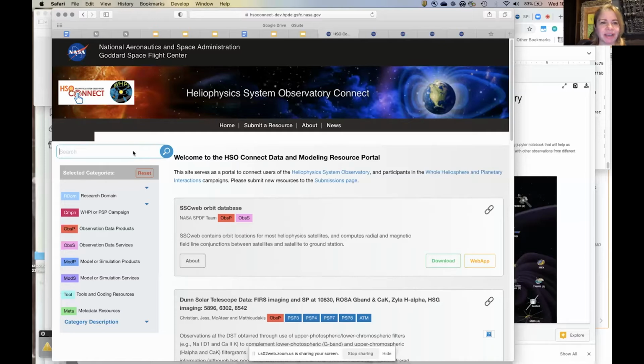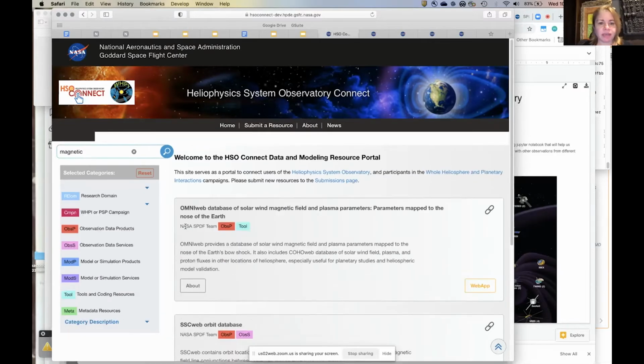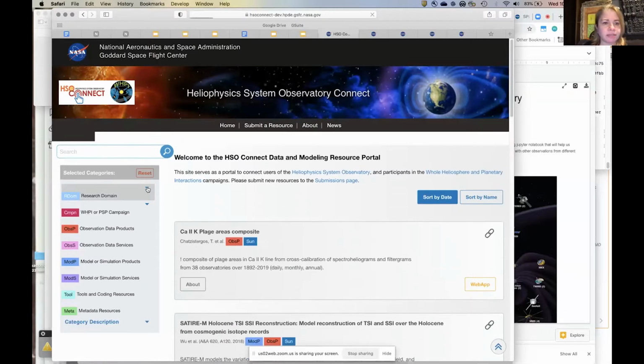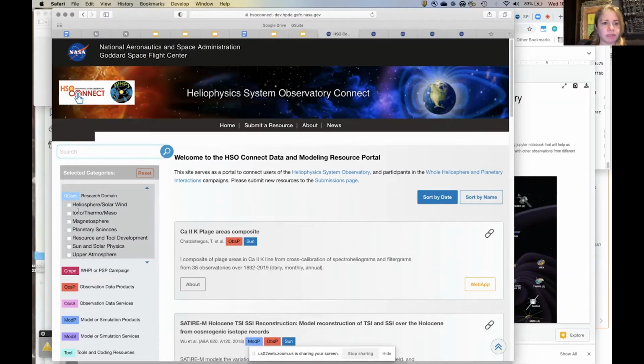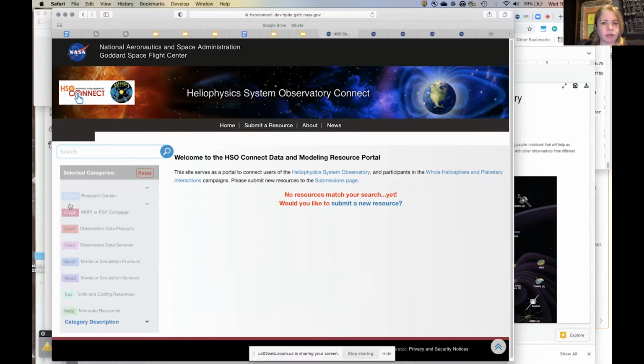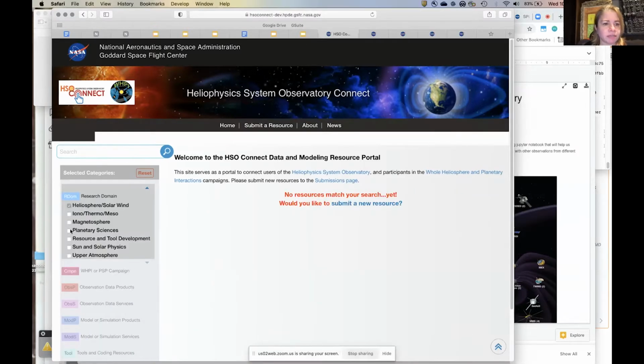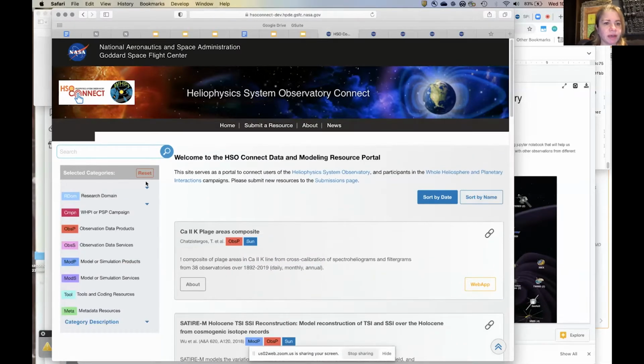If I put in something, well, I guess I can put magnetic, if you want to see magnetic fields and things like that. There's a couple ones that have magnetic activity or magnetic field. There are flags. If you want, you can limit it to only one physical regime. So if you want to see the heliosphere, oh, we don't have any yet, you guys. Come on, you guys got to send me some.